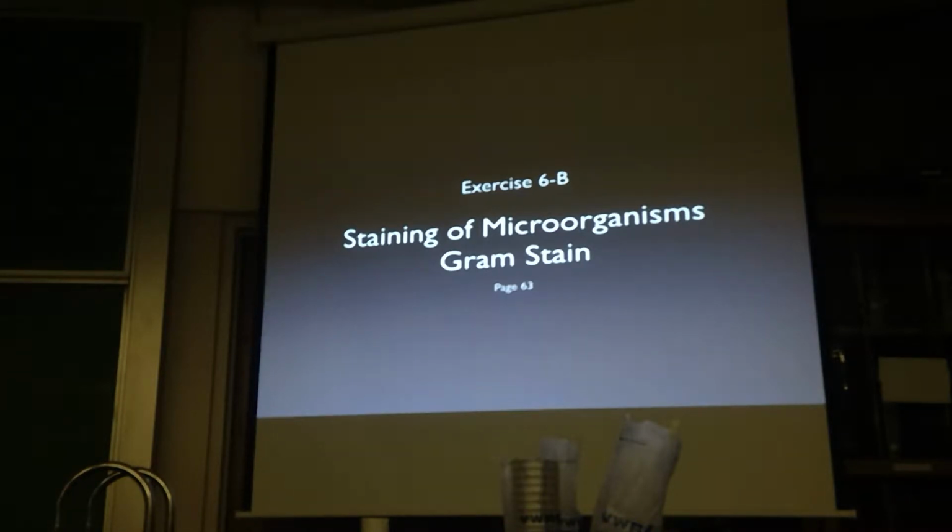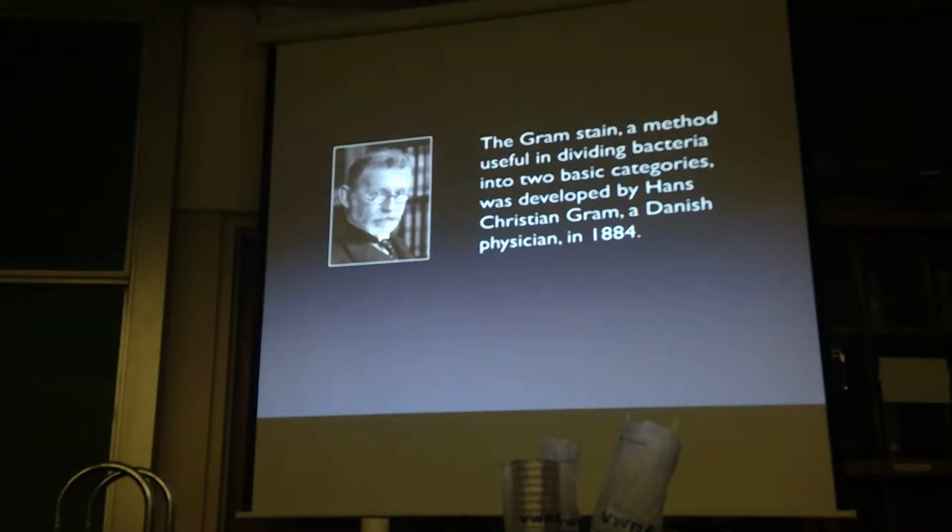So this is staining of microorganisms, gram stain. The exercise is on page 63. So the gram stain. This is a method of staining. It was developed by Hans Christian Gram, a Danish physician, in about 1884. What it does is divide medically significant or clinically significant bacteria into two categories. The categories are gram-positive and gram-negative.